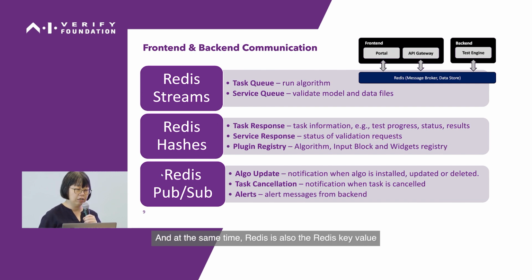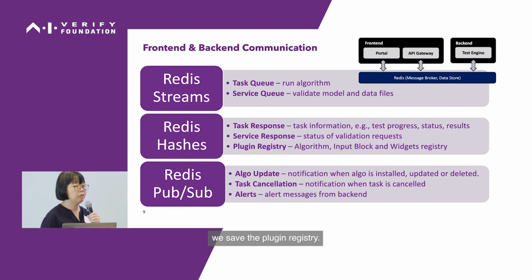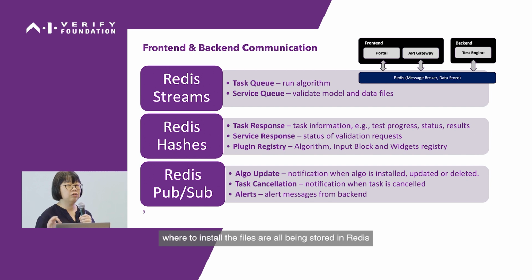At the same time, the Redis key-value database, the hash set, is also where we save the plugin registry. So all the plugin information, the plugin metadata, and where we store the files are all stored in Redis as well. The registry is also something that all three components, front end and back end, can query.